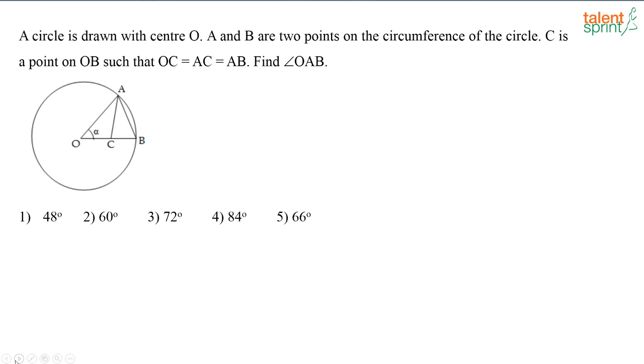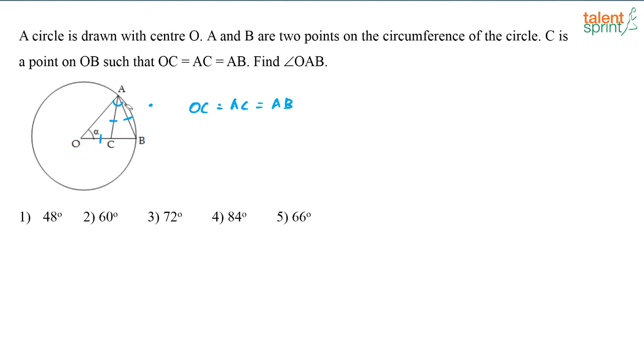So what's given here? A circle is drawn with center O. A and B are 2 points on the circumference of the circle. C is a point on OB such that OC is equal to AC is equal to AB. That is, OC is equal to AC is equal to AB. So this side is equal to this side and this side is equal to this side. All these three, OC, AC and AB, are equal. Now what should you find? You have to find out the angle OAB. This is the question. So how will you go about solving it?